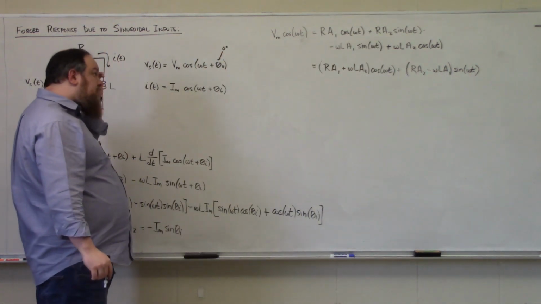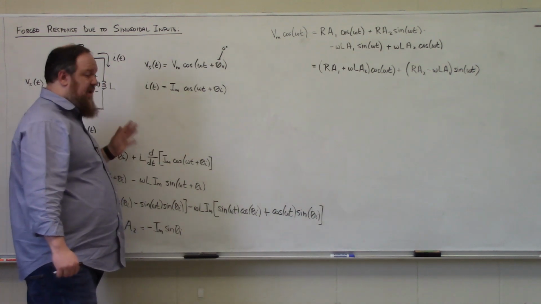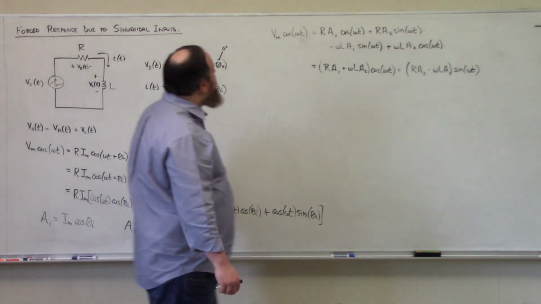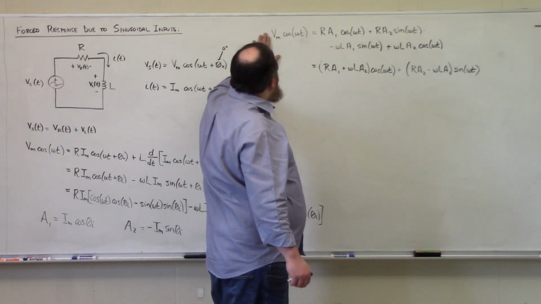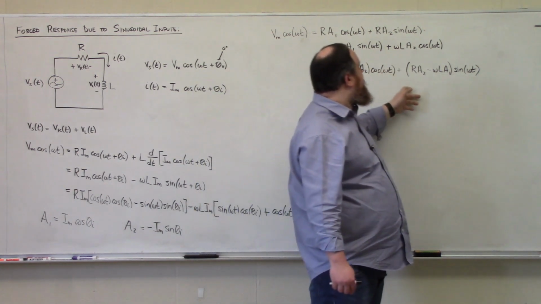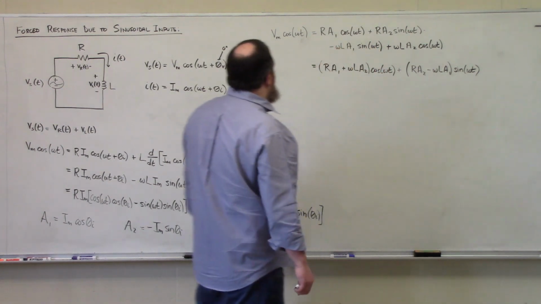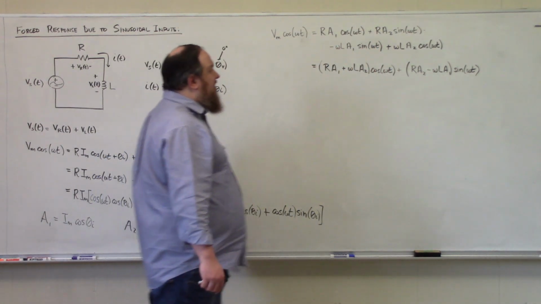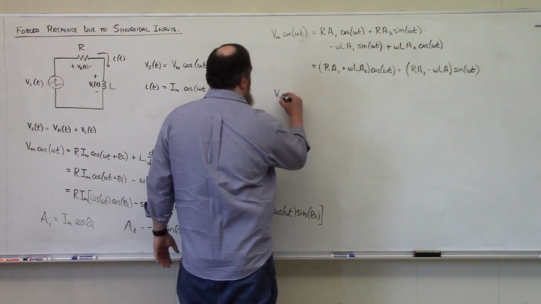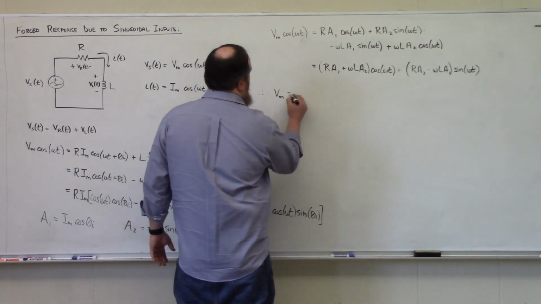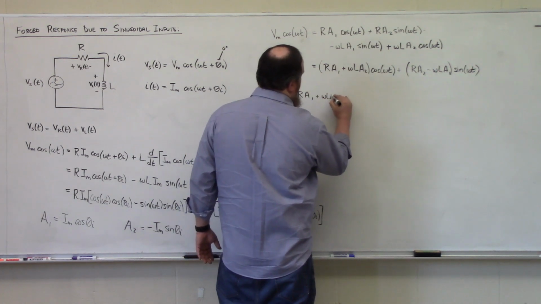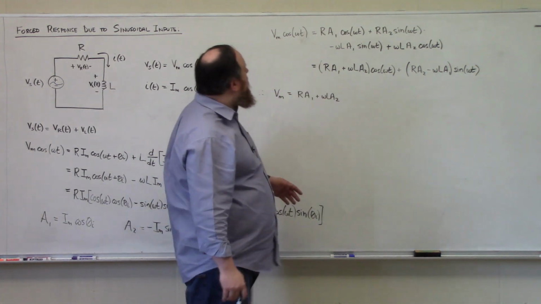Alrighty, so you may be thinking to yourself, and I wouldn't blame you, why did we do all of this? Well, we have a magnitude times the cosine function equal to a magnitude times the cosine function plus some other magnitude times a sine function. And so we can develop a system of equations from this. And by that, I mean Vm must be R A1 plus omega L A2, right?